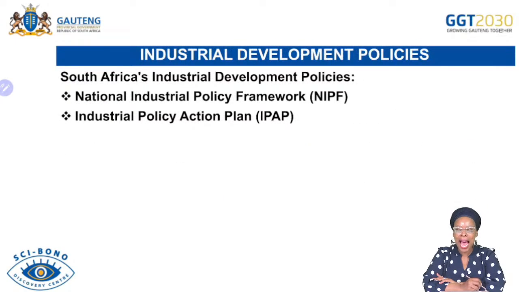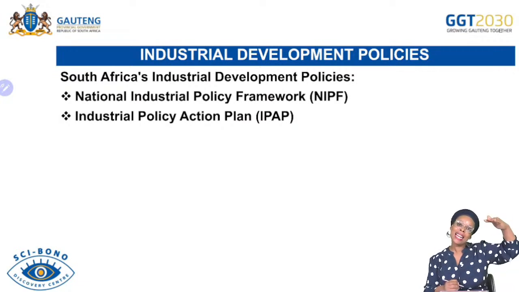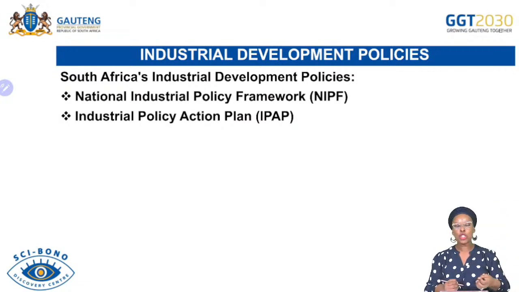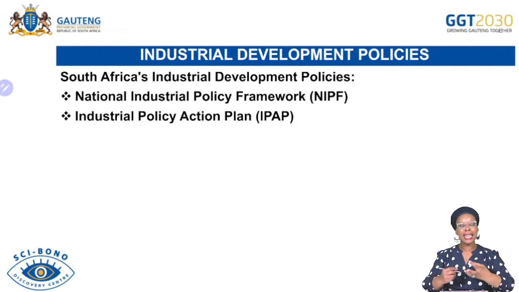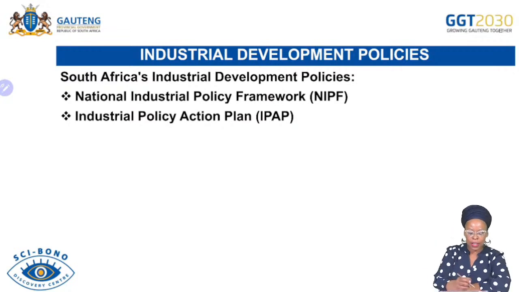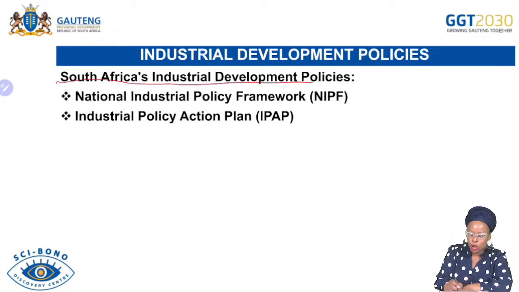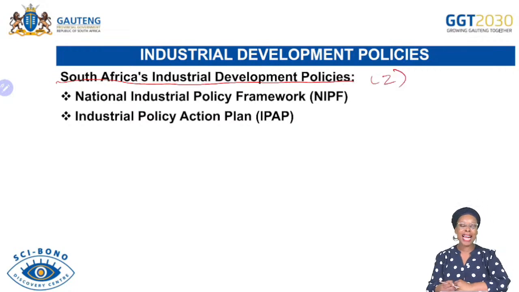Then remember I mentioned that industrial development policies are designed at a national level or at a central level. So there should be policies that are implemented to achieve industrialization in South Africa. You need to know this, because for 2 marks, you can be asked to name or list them. We have the National Industrial Policy Framework. You can call it NIPF.